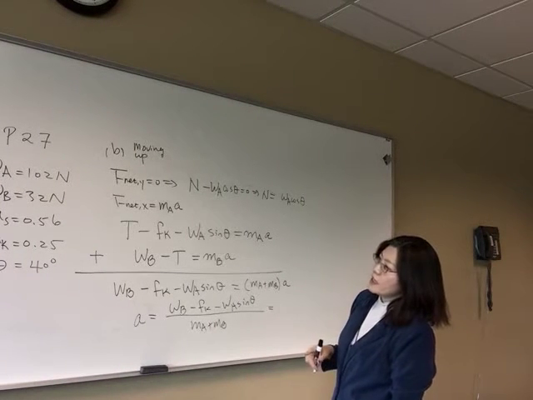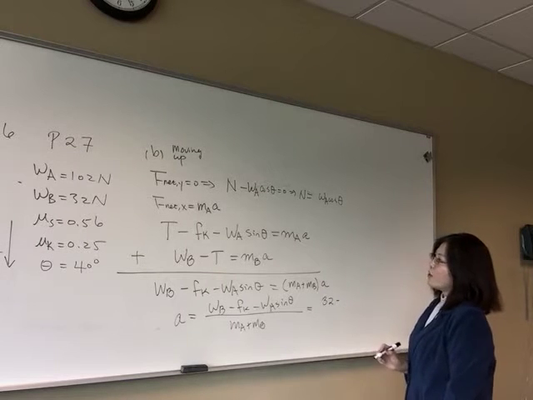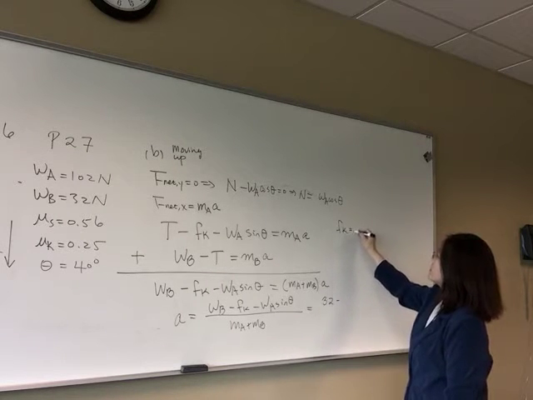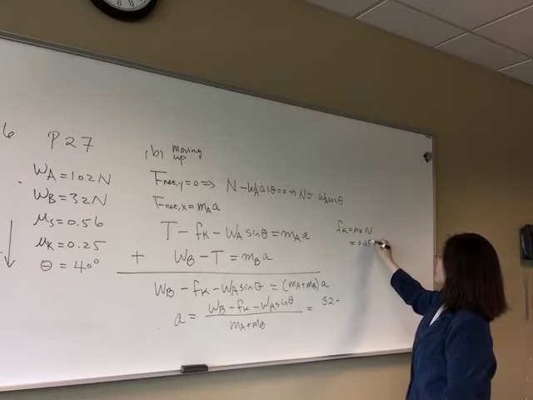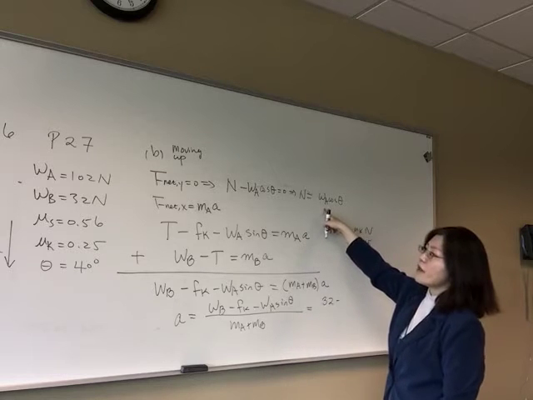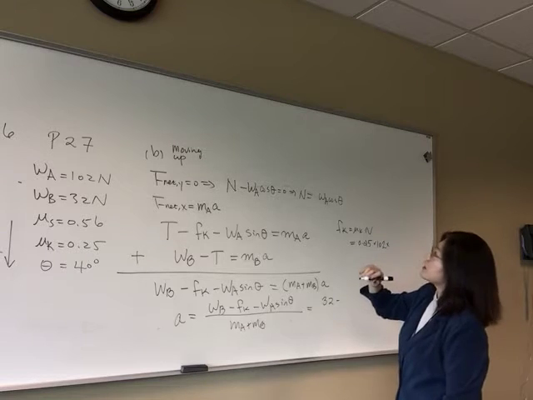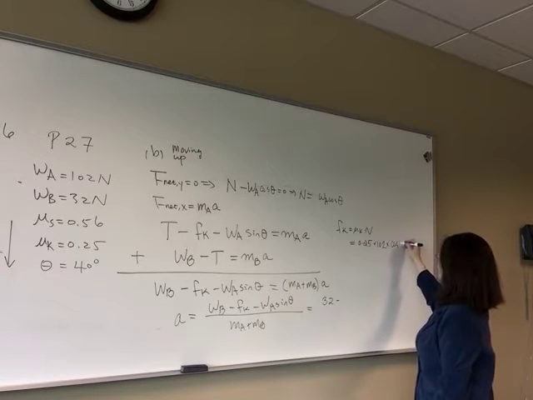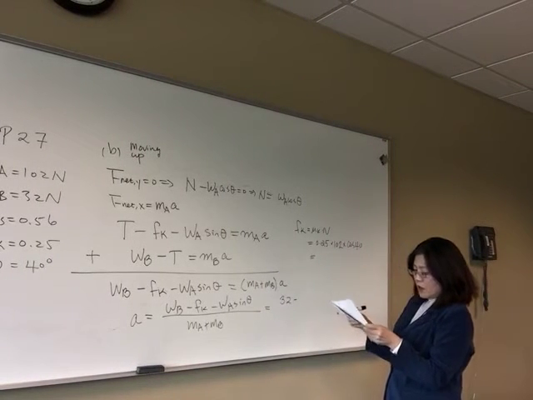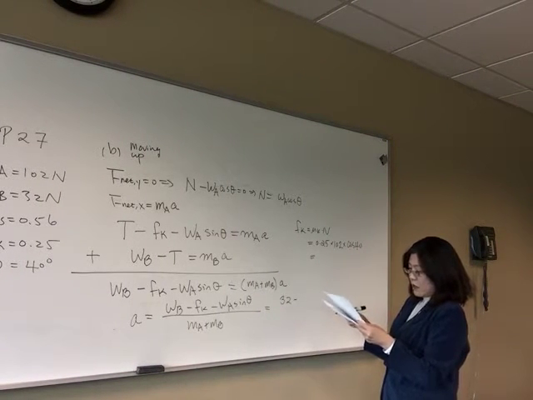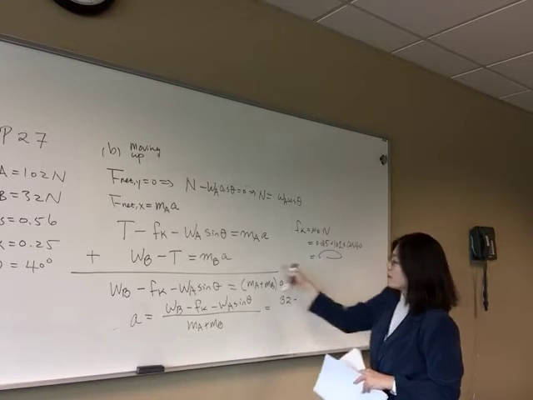So your WB is 32, so you have 32, and then minus Fk. What is your Fk? Fk is mu k times N. So mu k is 0.25, and your N is WA times cosine theta. WA is 102, and then your cosine of 40. When you plug in the numbers, I did not calculate your Fk, but this is your Fk value, whatever value you plug in there.